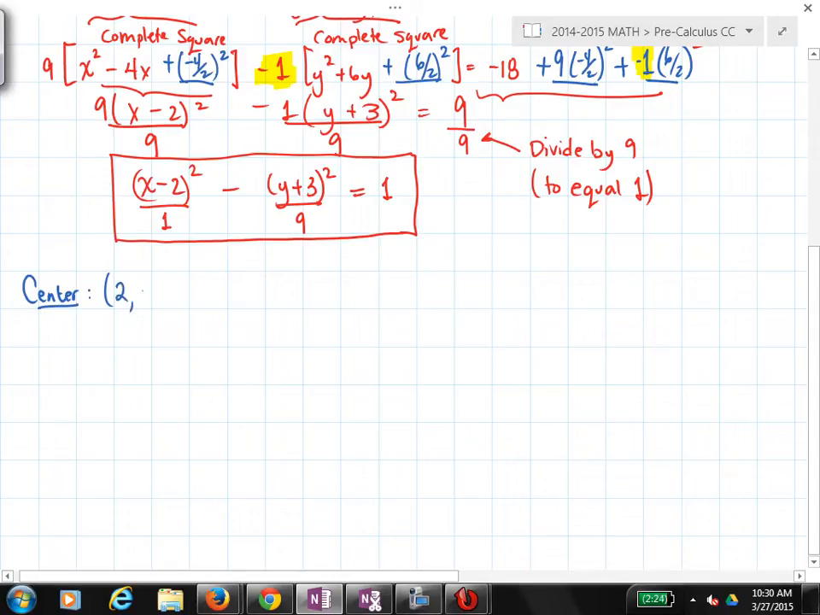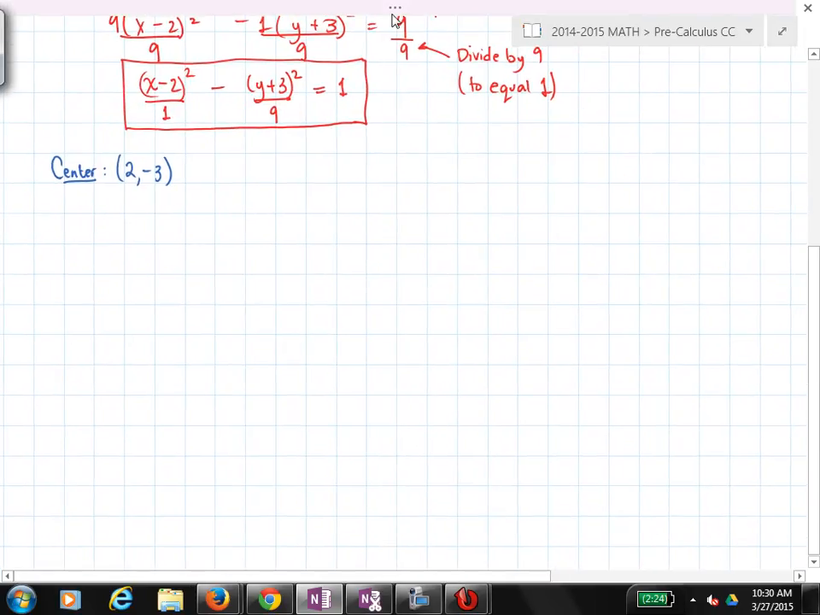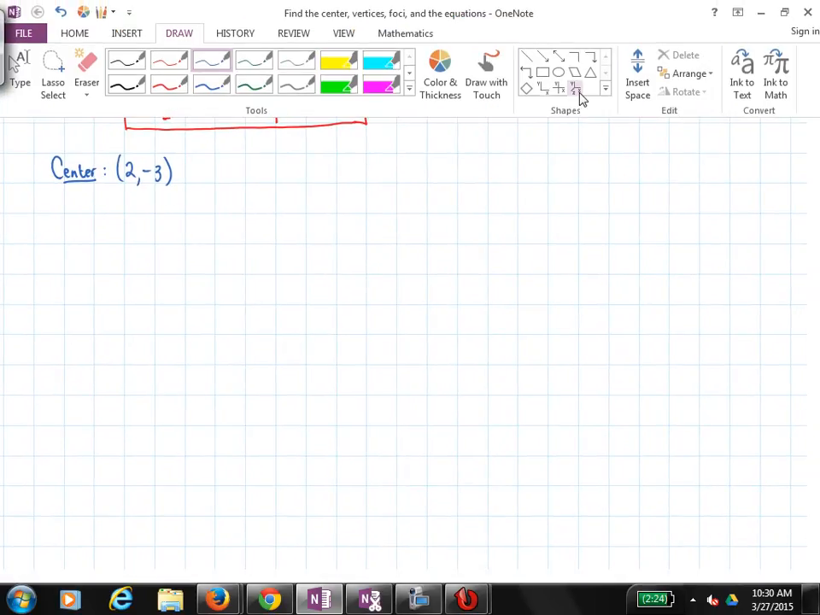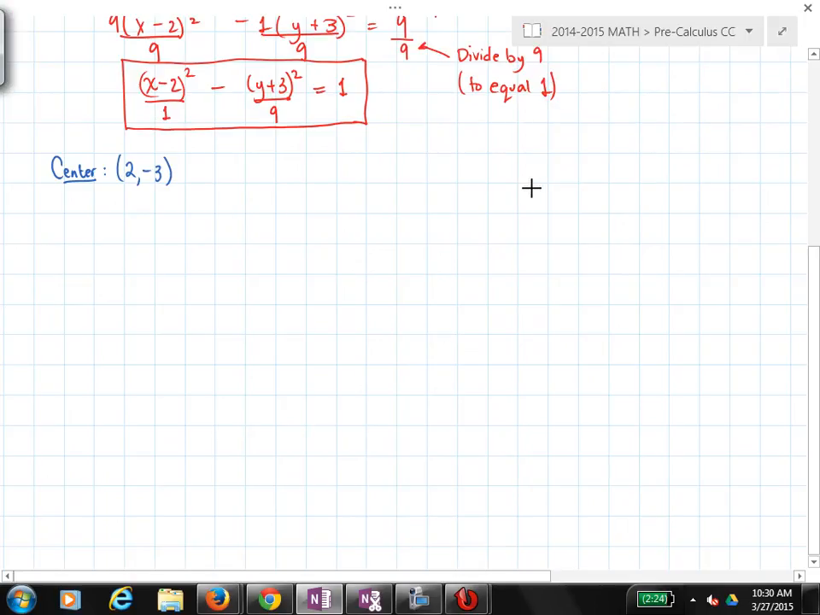Yeah, so be careful of the negative 3. Along the x, you get the opposite of this one. Those are the transformations, or translations, and then the opposite of this, negative 3. So let's go ahead and start sketching this. We're going to be at 2, negative 3.